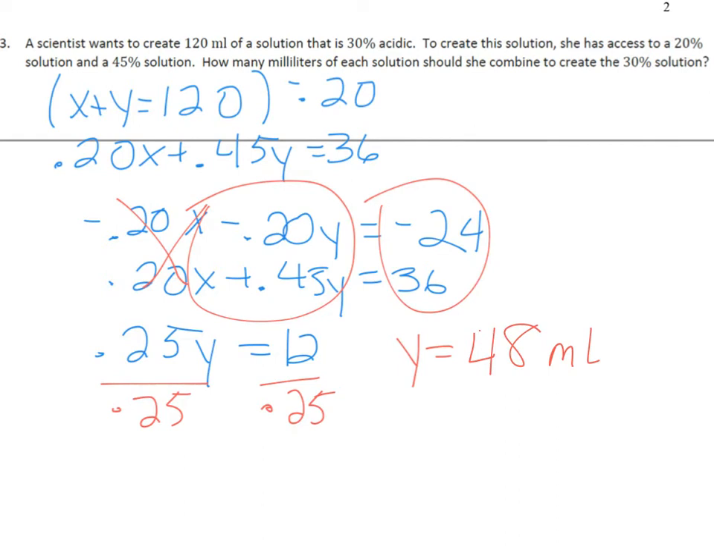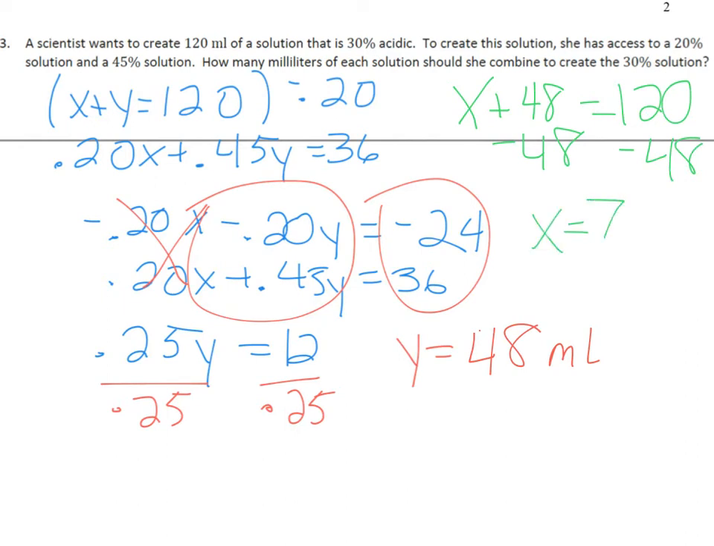So plugging that in, I have x plus my y now of 48 is equal to 120. And all we're going to do is subtract the 48 to solve for x. And we do get that x is equal to 72 milliliters.